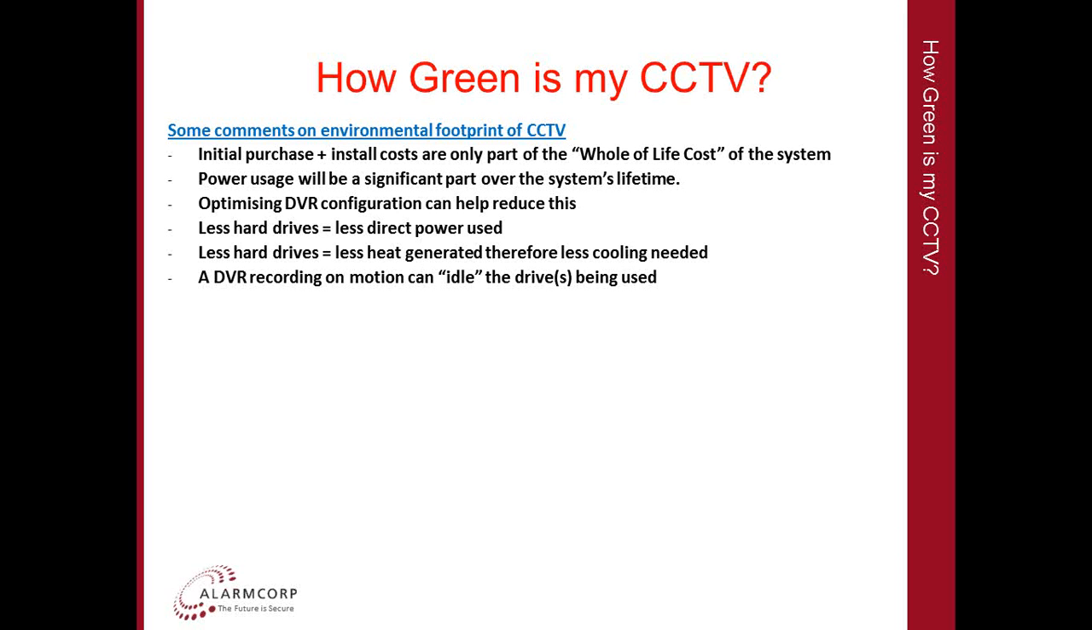Now, optimizing DVR configuration can help reduce this. Let me explain. If you lower your total retention time requirements or total storage requirements, you need less hard drives, so we use less direct power. Now, also, if we have less hard drives in our system, we generate less heat. Therefore, we need less cooling or less indirect power. And also, a DVR that's recording on motion detection often idles the hard disks when they're not being used. Now, a hard disk that's idle uses a lot less power than a hard disk that's fully up and running and spinning.